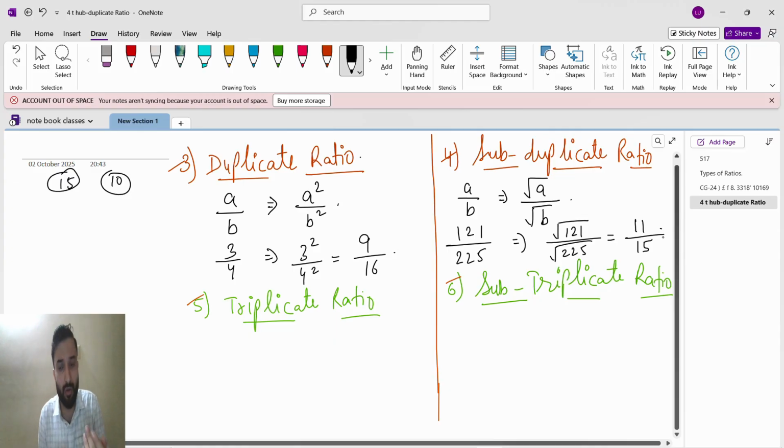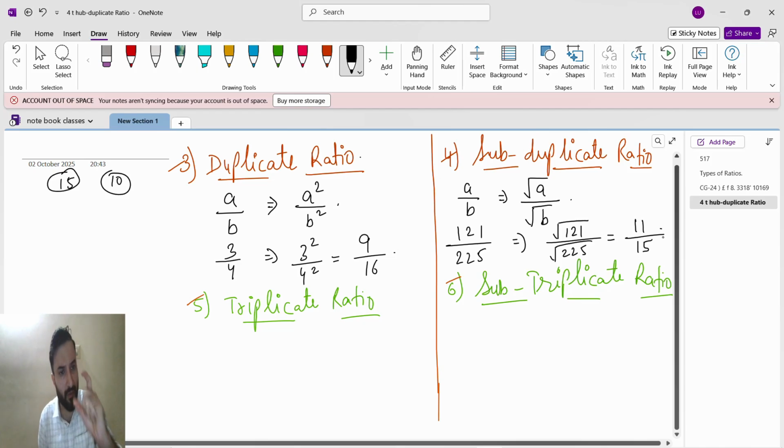Sometimes we will get the answer in decimal. They can give 121 by 200. So what is the square root of 200? First we will press the number 200, then we will press the square root button. So it will be 14.14. So that is in decimal. So don't get confused, just understand the method.